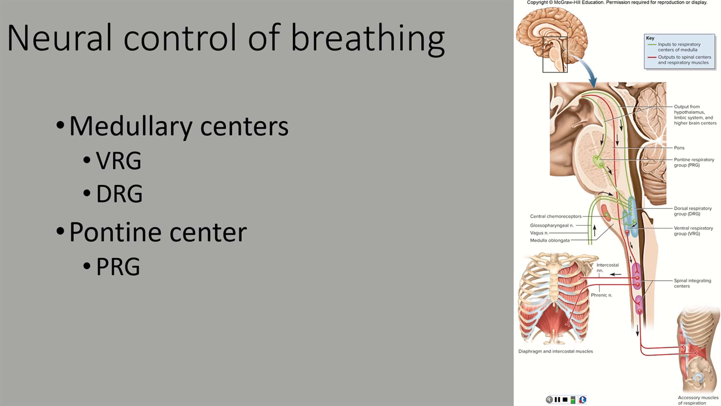So I like to tell my students, think about the VRG, the ventral respiratory group, as the autopilot. The DRG, the dorsal respiratory group, is kind of like the backseat driver. Speed up, you're not going fast enough, or slow down, you're going too fast. That's what the DRG does.